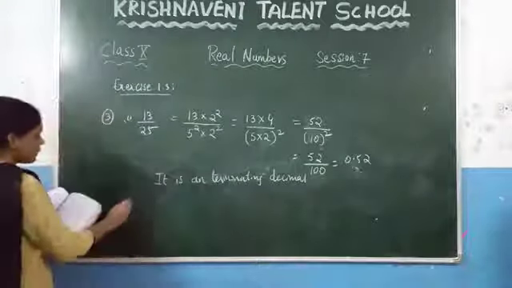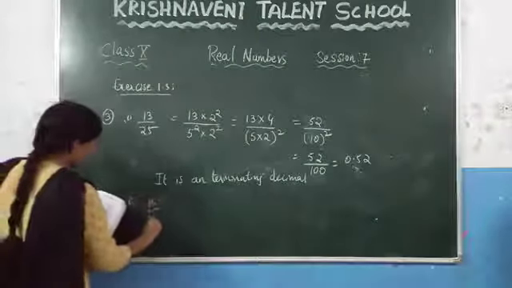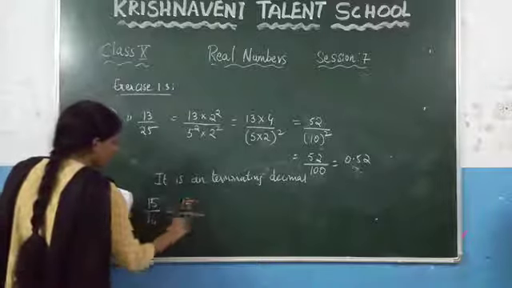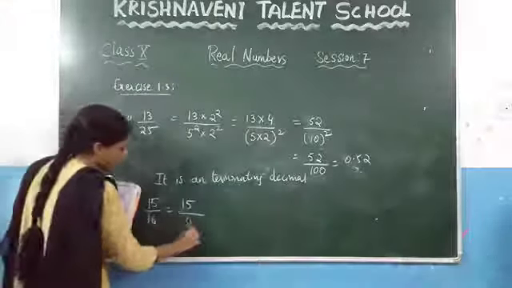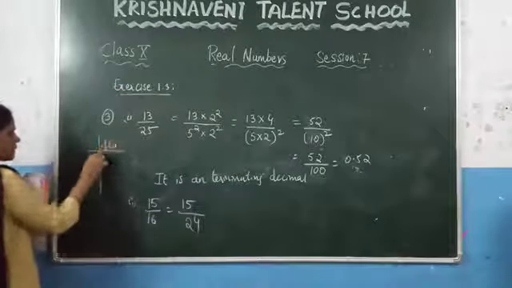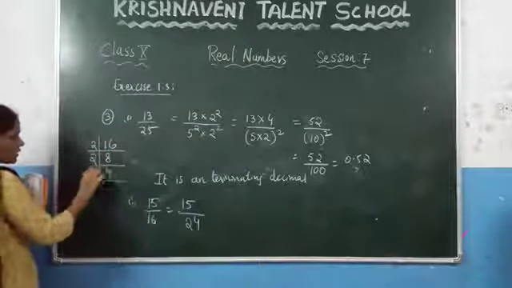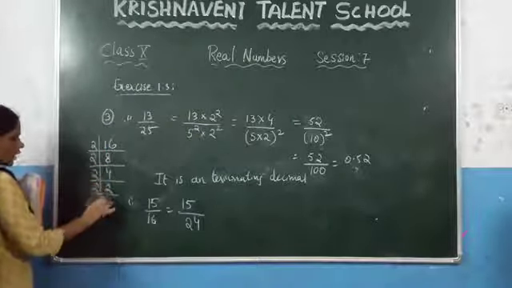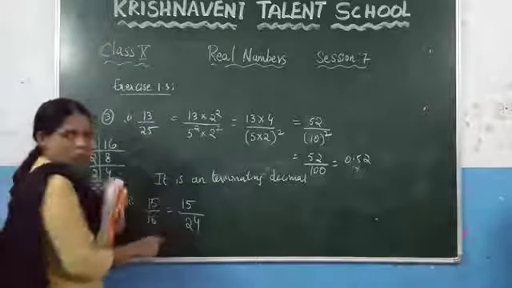See one more question, 15 by 16. What is our first step? You need to find the factors of 16. What are the factors of 16? You know that it is 2 power 4. If you want to calculate, you can do it like this. It will become 2 8s are 16, and after that 2 4s and 2 2s. How many times is 2 repeating here? 4 times. So you can write this one as 2 power 4.